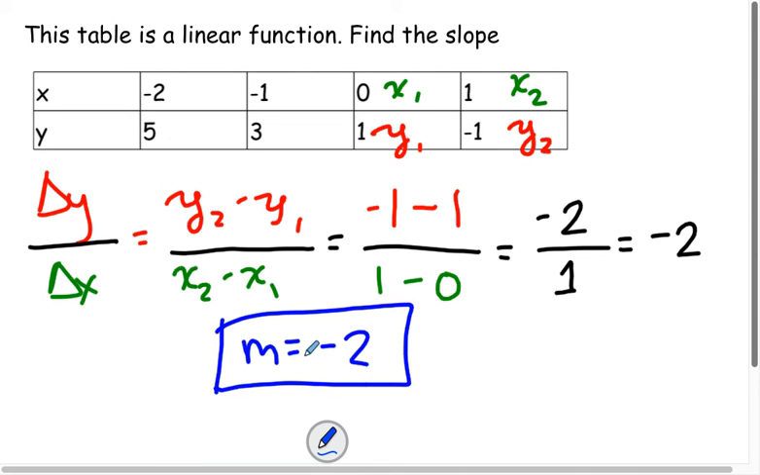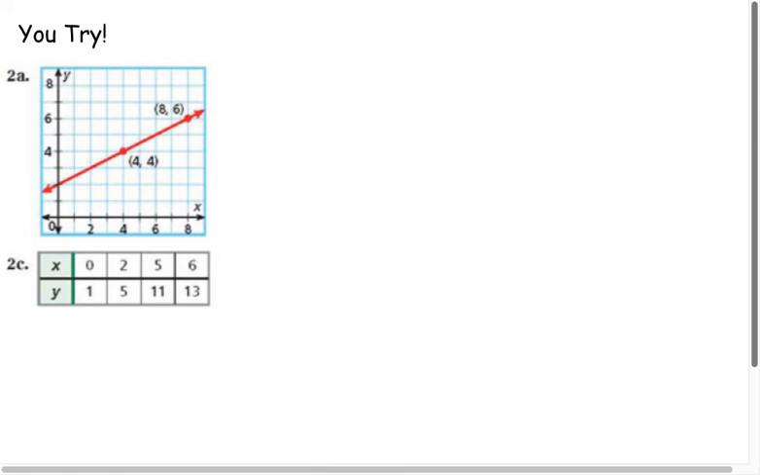Okay, now I'm going to show you 2 items here, and I want you to try it. So I want you to try to figure out the slope from this linear function, and from this linear function. All right, so you try.